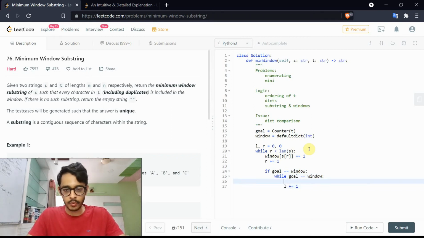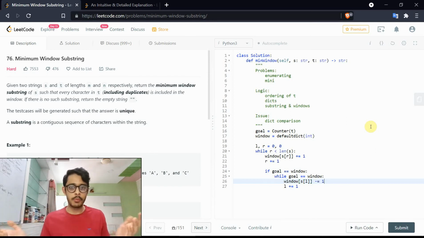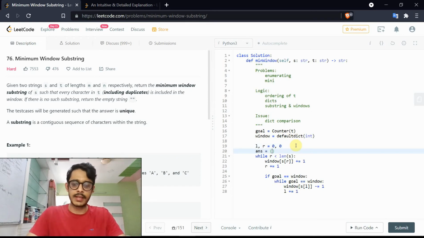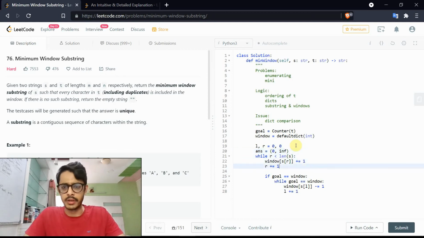And each time you do, we'll do the opposite of what we did here. We'll just say from this window, remove S of L, and we'll do minus equals 1. If they are still the same, just keep on going and keep on reducing these characters till you find the minimum possible length. At this point, we'll also store the minimum possible length. Let's say it's from 0 to infinity. It's the default case.